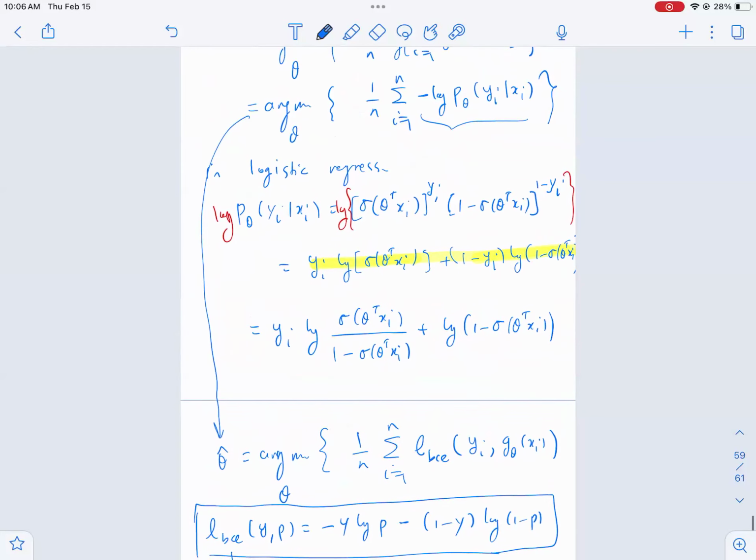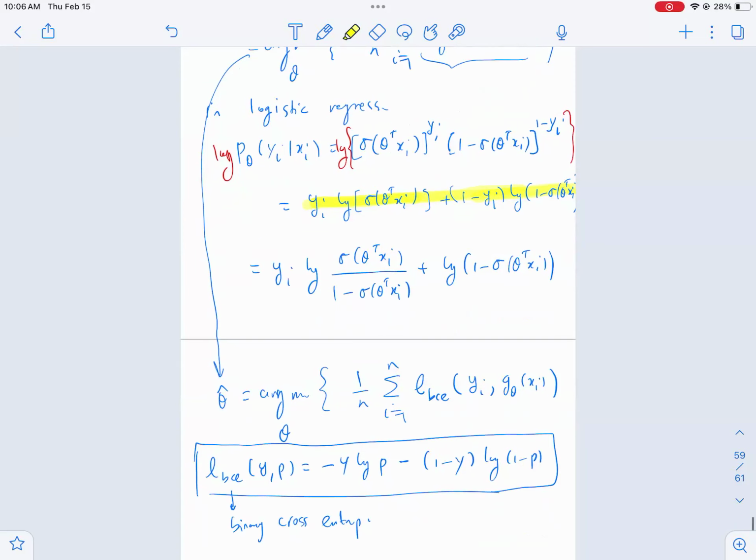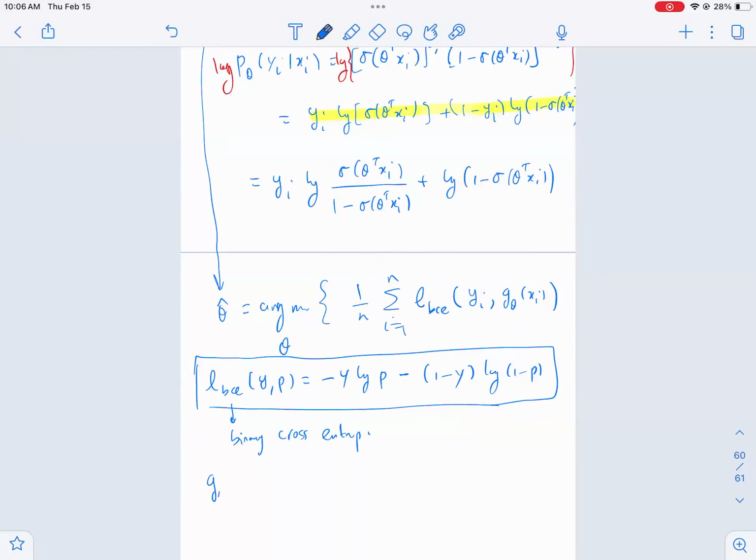then I can just write, because I get negative of this when I plug it in here. So I get 1 over n summation i from 1 to n. Something like that, where g theta of xi is just sigma of theta transpose xi. We could have called this eta theta if you want. So we should call it eta theta. A little bit better.